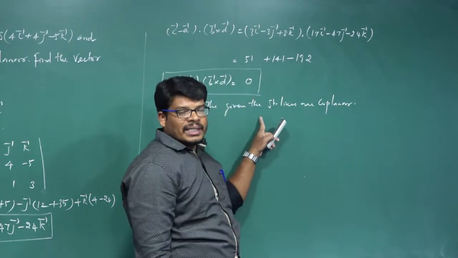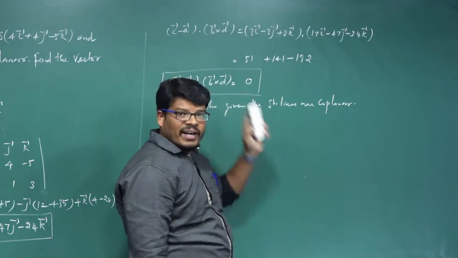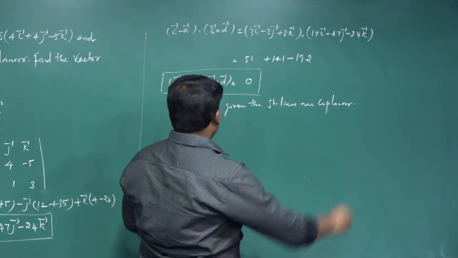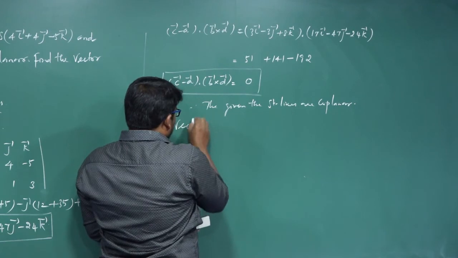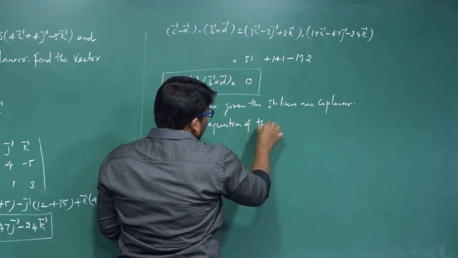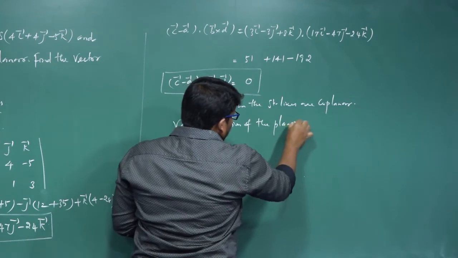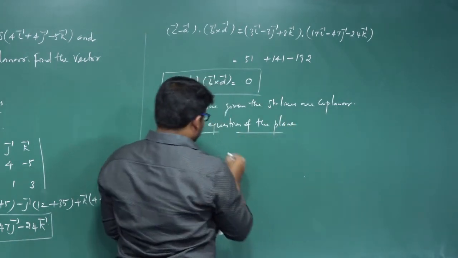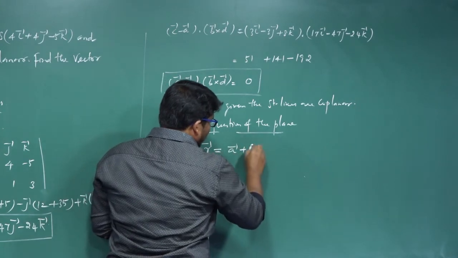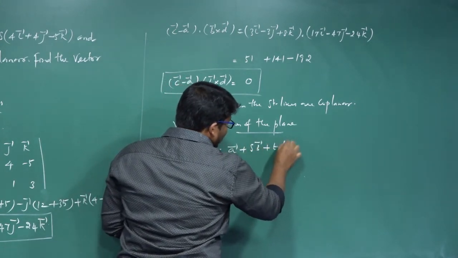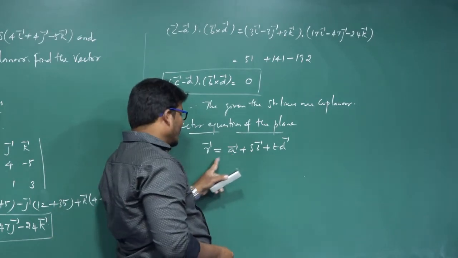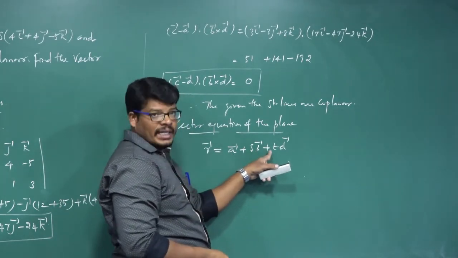Given that the straight lines are coplanar, next find the vector equation of the plane. Now find the vector equation of the plane. The vector equation of the plane, written in vector form, is r vector equal to a vector plus s b vector plus t d vector. Take any one of the points, a vector, or r vector equal to c vector plus s b vector plus t d vector.